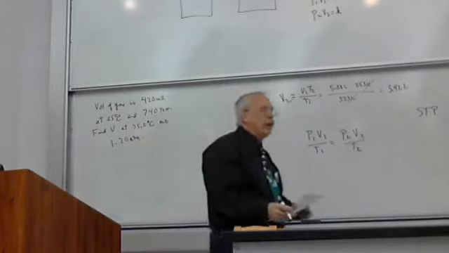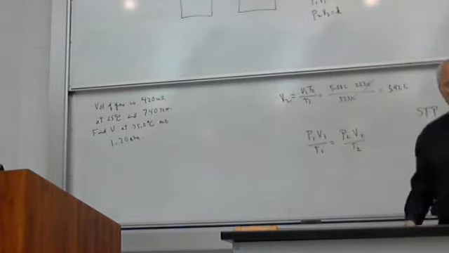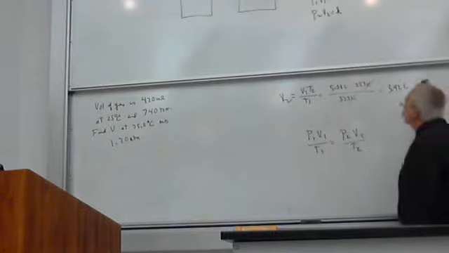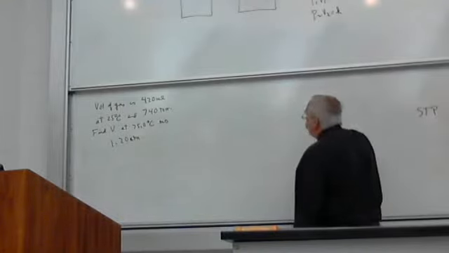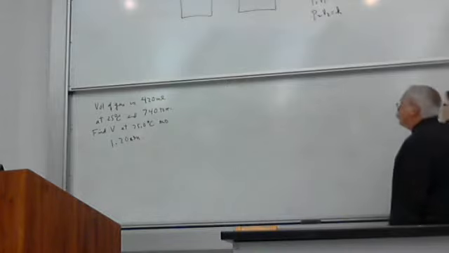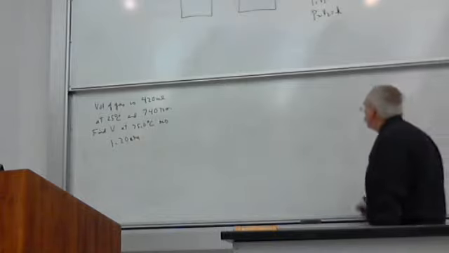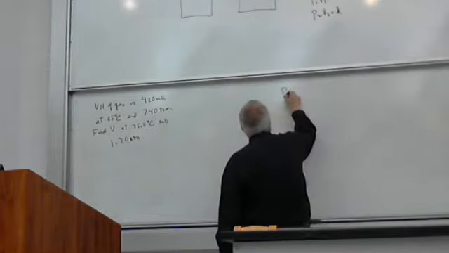So a volume of gas is 420 milliliters at 25 degrees centigrade and 740 torr. So define the temperature and the pressure. Find the volume at a new temperature and a new pressure, namely 75 degrees centigrade and 1.20 atmospheres. So this is perfect for the combined gas law.